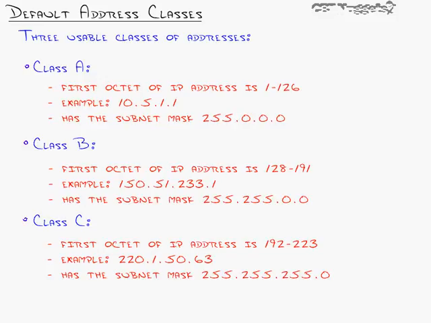Now the concept of this was fairly simple. They did not envision the internet being as big as it is today. So they said, well, a Class A network will have the default subnet mask of 255.0.0.0. So for example, you see that I have right there 10.5.1.1. With the default subnet mask 255.0.0.0, that means that anything starting with 10 represents the network, and all 3 other octets represent hosts on that network.